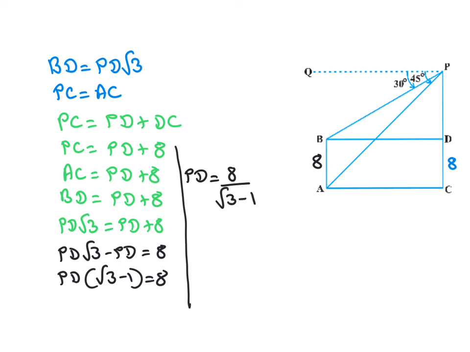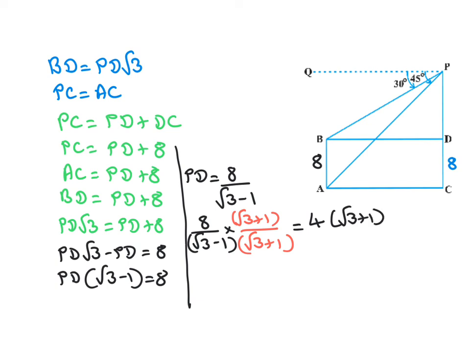Now we have learned how to solve such type of problems. Rationalizing the denominator. Remember that in grade 9? So 8 over root 3 minus 1. How will you rationalize? Multiply and divide by the conjugate of the denominator, which is going to be root 3 plus 1. And when you simplify all this, which you have already done many times in grade 9, the result you will get is 4 times root 3 plus 1. So PD is 4 times root 3 plus 1.